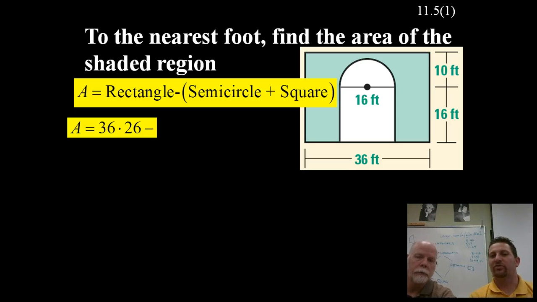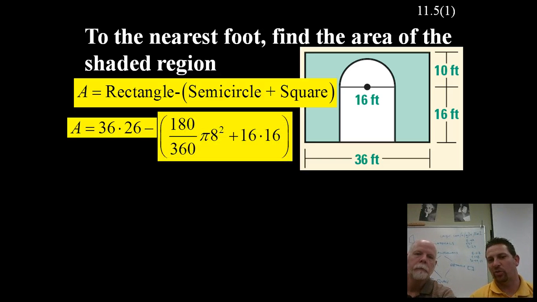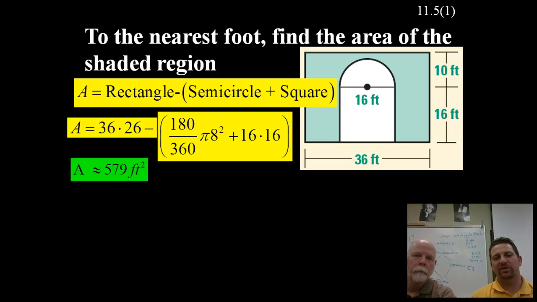Oh, I'm sorry, for the radius, cut that 16 down to 8, excuse me, okay. Then square that, multiply it by pi, and then divide that in half, and that's what they're going to show here. Or they do the area of a sector, 180 divided by 360 times pi r squared, plus the area of the square would be 16 times 16, since one side of the square is 16, just square that for side squared. And you work through all that, and you get approximately 579 feet squared.